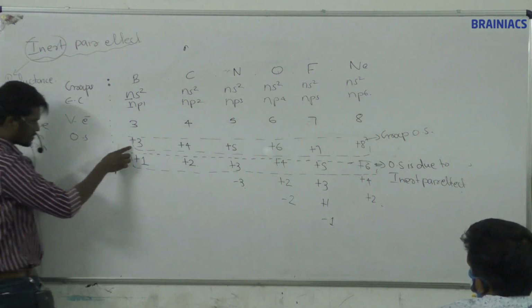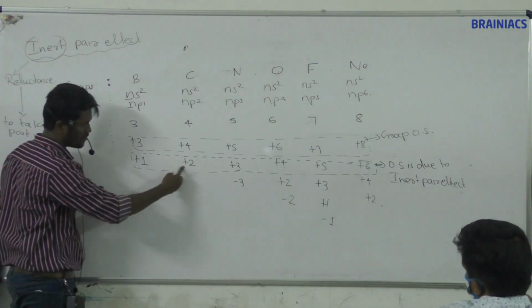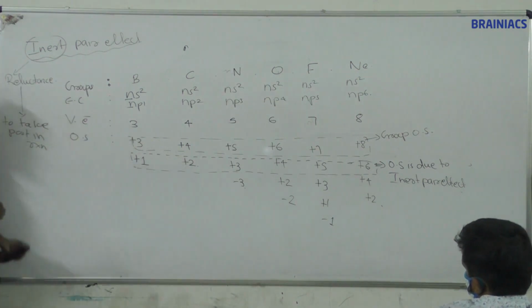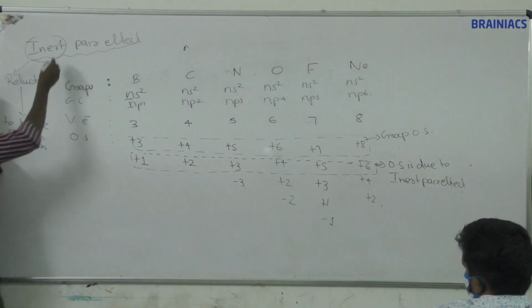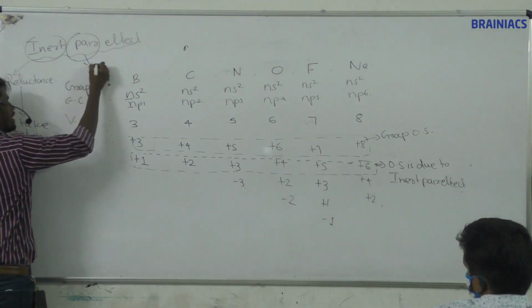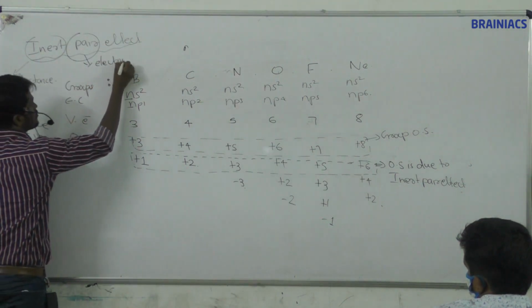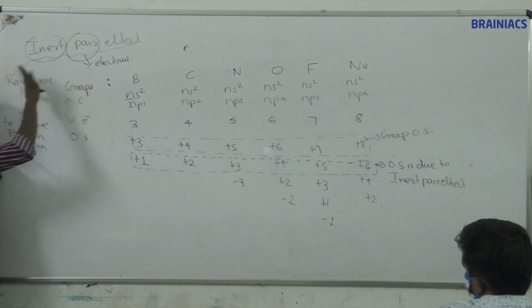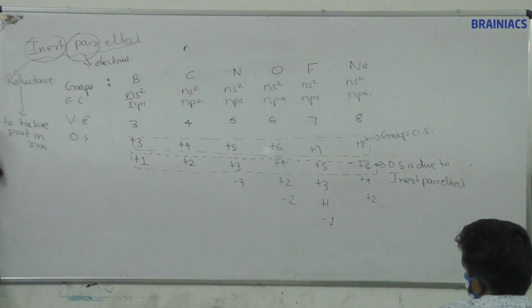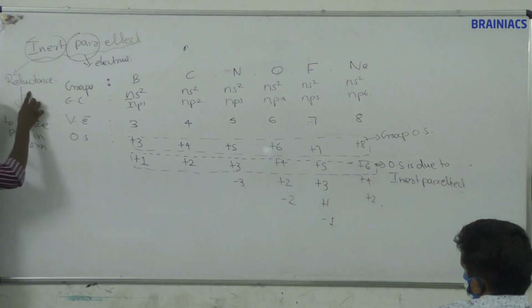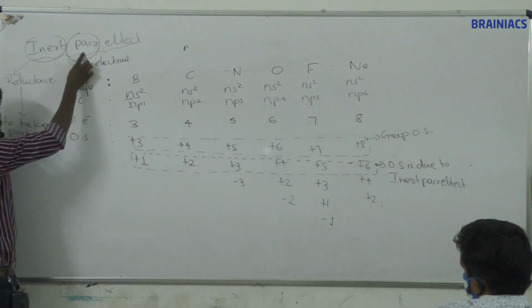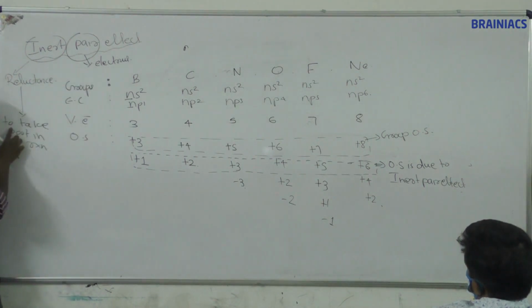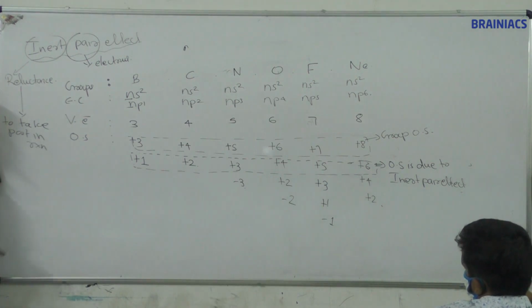In this oxidation state, that is +1 and +3, how many electrons show not interested to take part in reaction? 2, a pair of electrons. So this effect is called inert pair effect. What do you mean by inert pair effect? It is the reluctance of pair of electrons to take part in reaction.